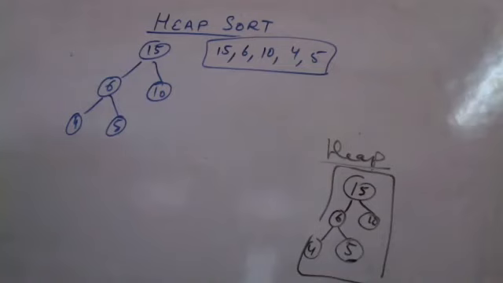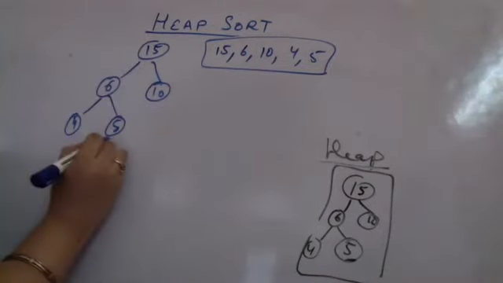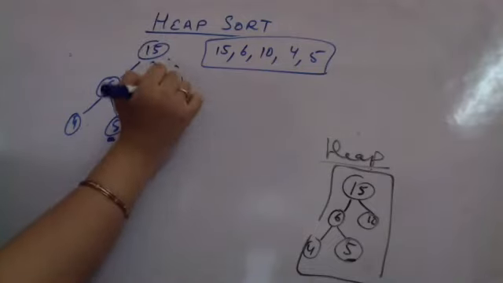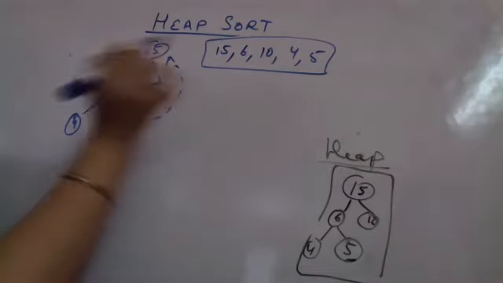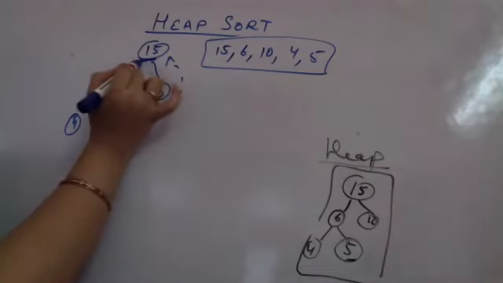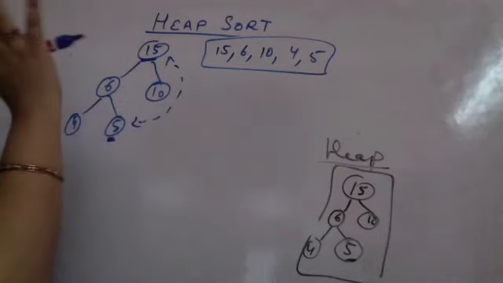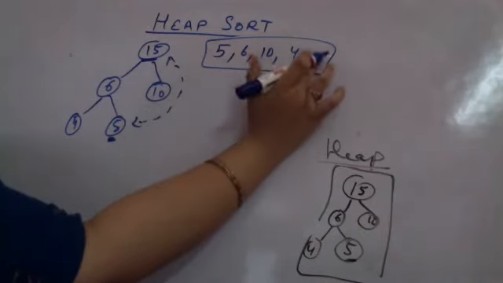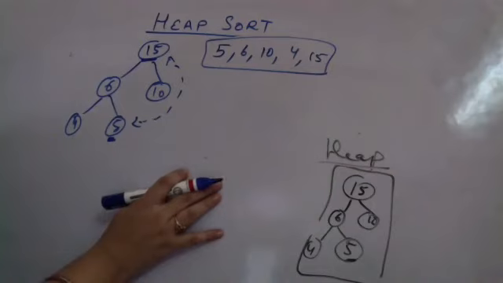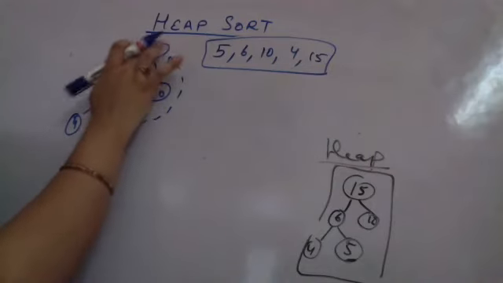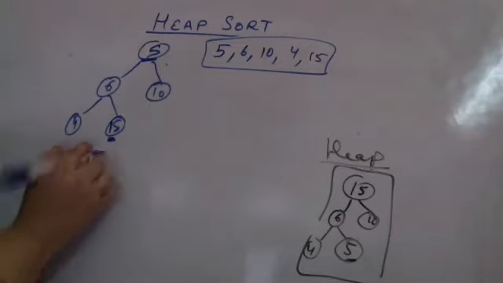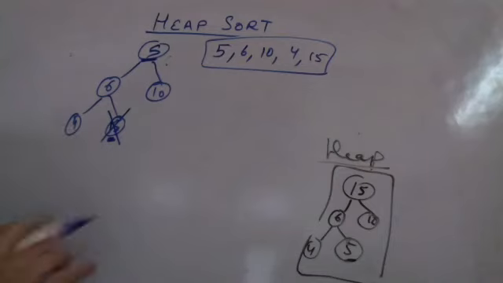To sort this list, what I do is I swap the last element with the first element. क्यों? Because I know this is the largest. And I remove this from the heap. So what I do is 5 comes here, 15 comes here, and I reduce the size of the heap. That means I eliminate this from the heap. तो अब मुझे यहीं तक के लिए I have to do the same thing.